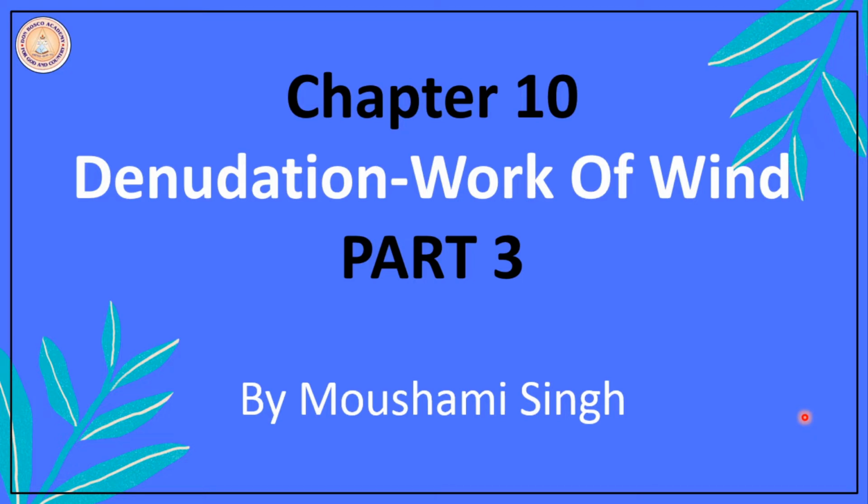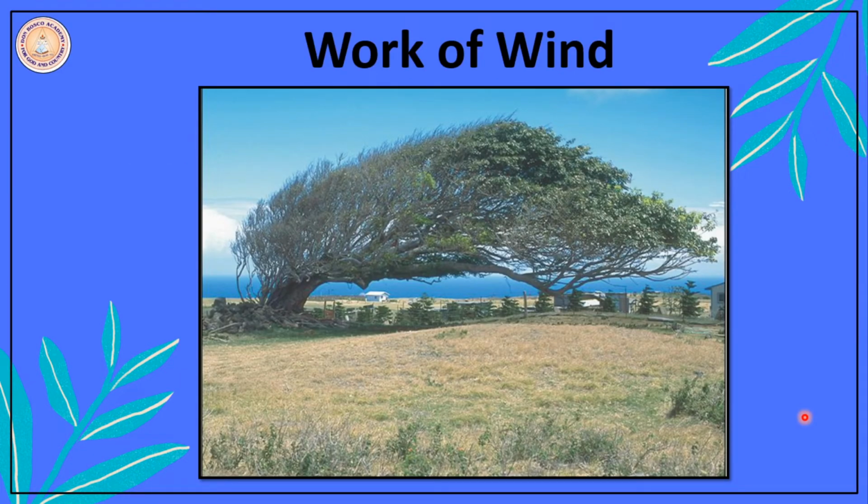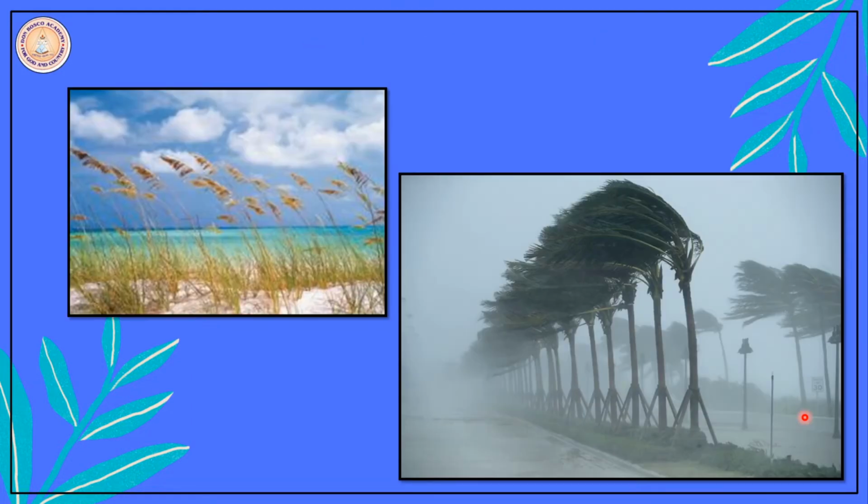Now, as far as the work of wind is concerned, it is the natural horizontal movement of air on the earth's surface. So wind is moving air which is moving horizontally on the surface of the earth. It varies in strength from light to a hurricane. You can see over here how a light breeze may become such a strong, stormy hurricane.